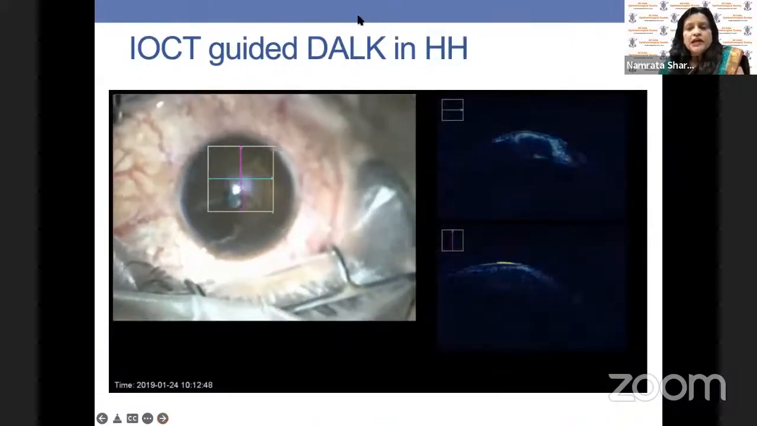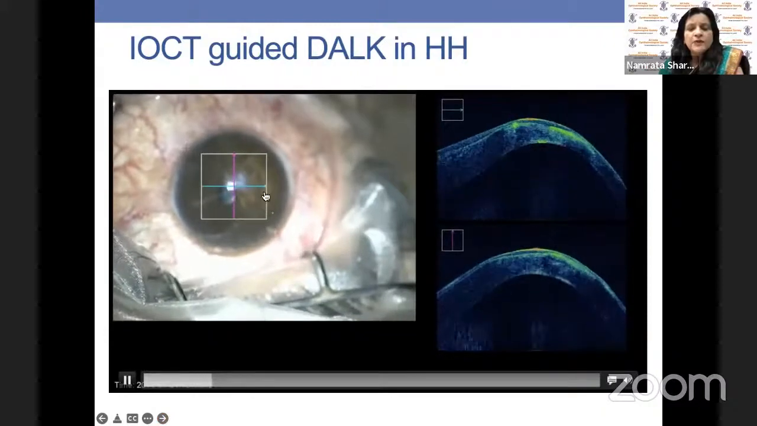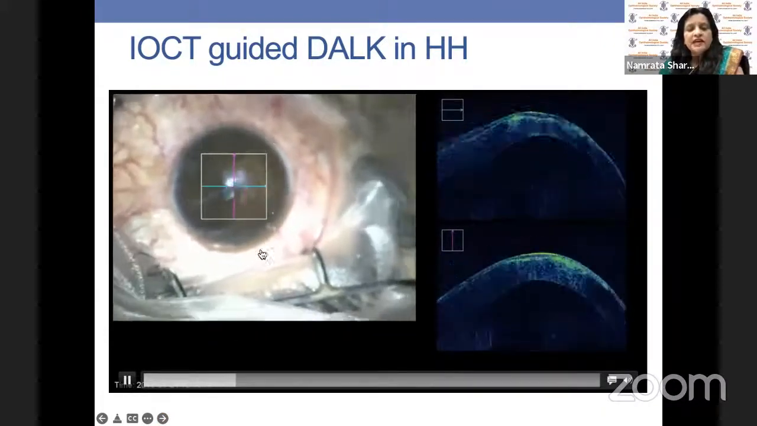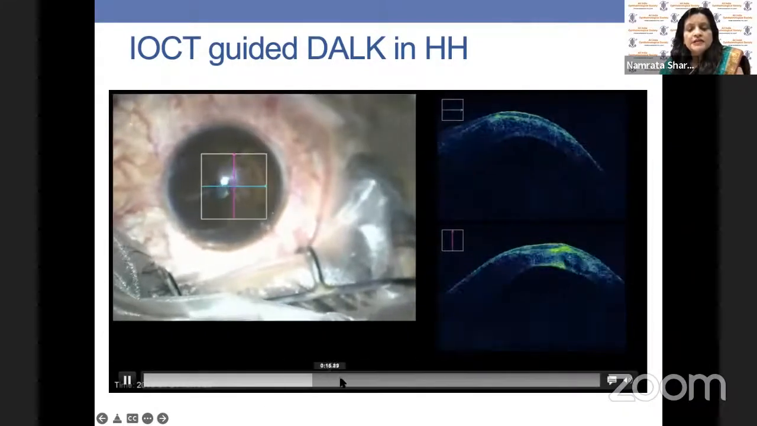Now, in cases of healed hydrops, also I said you can do DALK, and you need not do it with the IOCT. But what happens is that if the area of the healed hydrops is a little paracentral, as can be seen here, you can do a layer by layer dissection.